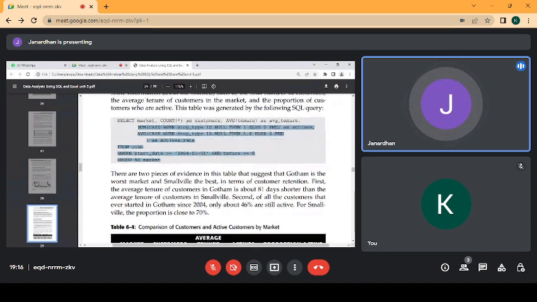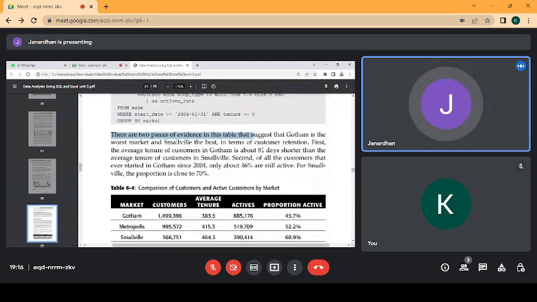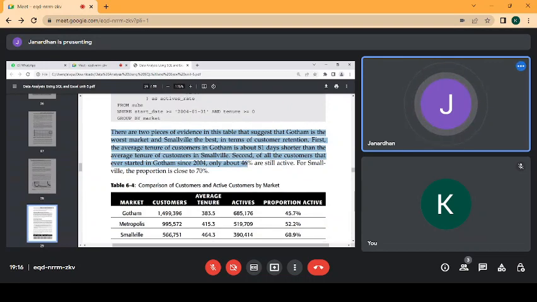There are two pieces of evidence in this table that suggest that Gotham is the worst market and Smallville the best in terms of customer retention. First, the average tenure of customers in Gotham is about 81 days shorter than the average tenure of customers in Smallville. Second, of all the customers that ever started in Gotham since 2004, only about 46% are still active.